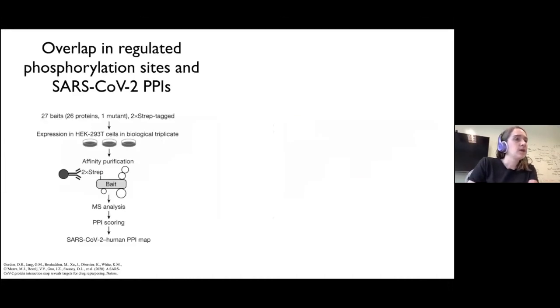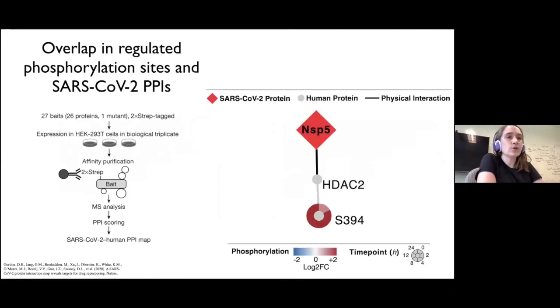And one of the first things we did was look at the overlap in regulated phosphorylation sites between this experiment and our recently published SARS-CoV-2 protein-protein interaction map. For those of you not familiar with that work, there we expressed 26 of the SARS-CoV-2 proteins, and they were all strep tagged, and we expressed them in HEK cells, and then we performed affinity purification to detect the interaction partners for those proteins. And then we look in our phosphorylation data set and say, okay, for NSP5, for example, we found this to be interacting with HDAC2 from our protein interaction map.